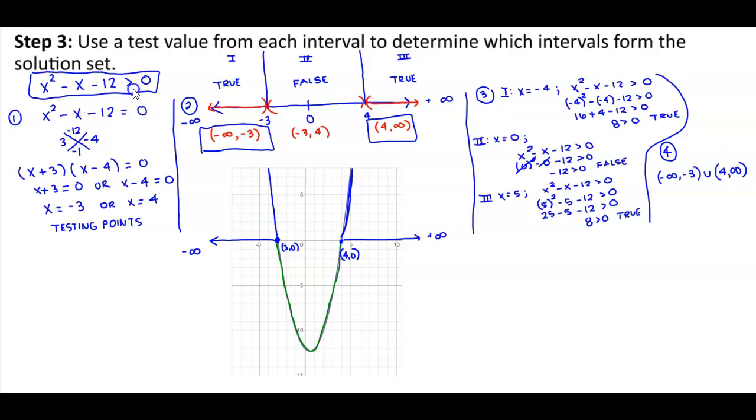Now, if we change this question and said, okay, we wanted to find out where x squared minus x minus 12 is less than 0, well, then it would be this interval. And that answer would just be from -3, I'm sorry, that should be -3 to 4. Okay.